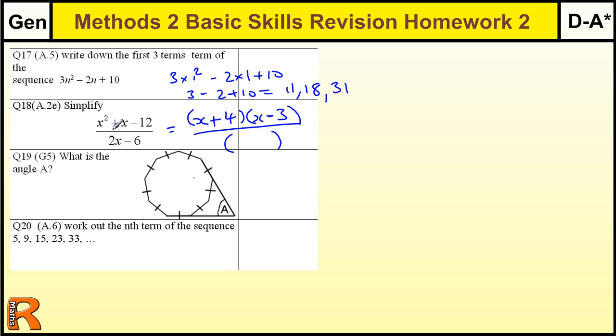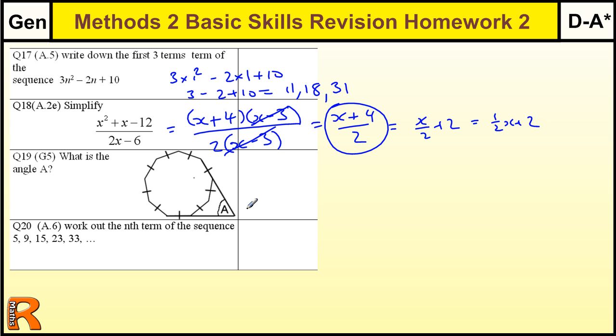Add the 4 and 3 together, we get plus x, or plus 1, and then on the bottom, we need to factorise that out, so we need to take a factor of 2 out, leave us with 2 lots of x plus 3, x minus 3, and then we can cancel out the x minus 3 to get x plus 4 over 2. Now, that might be written as x over 2 plus 2, or a half x plus 2. They're all the same thing, but I would just leave it as this.